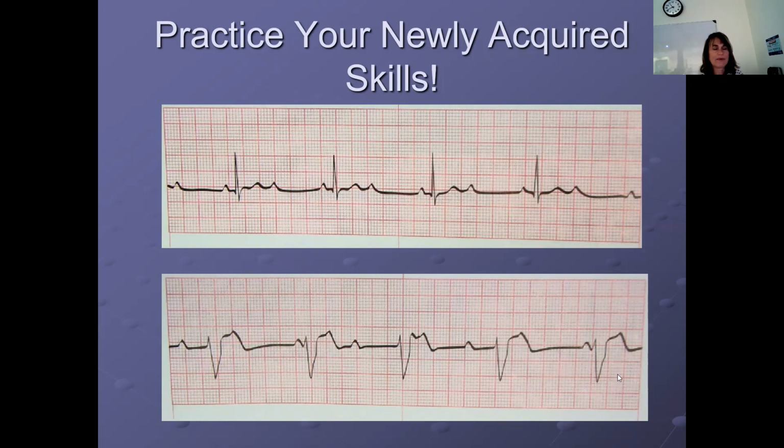And do you see any PR intervals? They look like they're all over the place, don't they? Here it's long, here it's short, here it's really long, in between. When you see weird PR intervals, that's a clue that there's no communication between the atria and the ventricles.